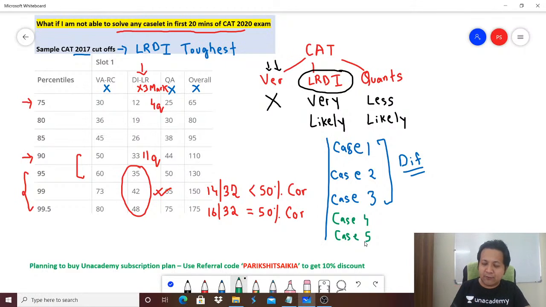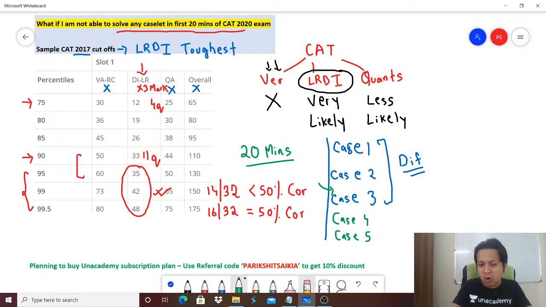Now, at the end of 20 minutes, please ask yourself, am I on the verge of solving at least one of the caselets? Probably caselet number 3, you are midway through. Another 3 or 4 minutes, and you'll be able to solve this caselet. Max 3 or 4 minutes. I think you should go ahead. Why? Because you have already spent probably 4 or 5 minutes on caselet 3.